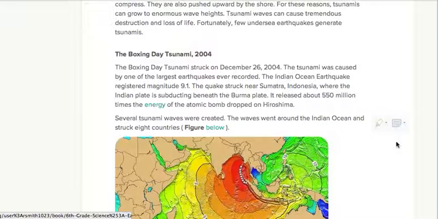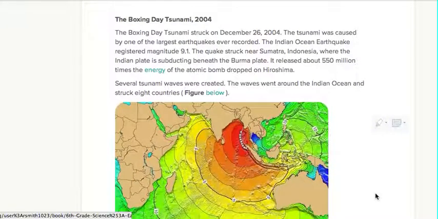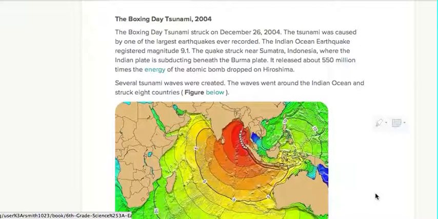The Indian Ocean earthquake registered a magnitude 9.1. The quake struck near Sumatra, Indonesia, where the Indian plate is subducting beneath the Burma plate. It released about 550 million times the energy of an atomic bomb dropped on Hiroshima. Several tsunami waves were created. The waves went around the Indian Ocean and struck 8 countries.